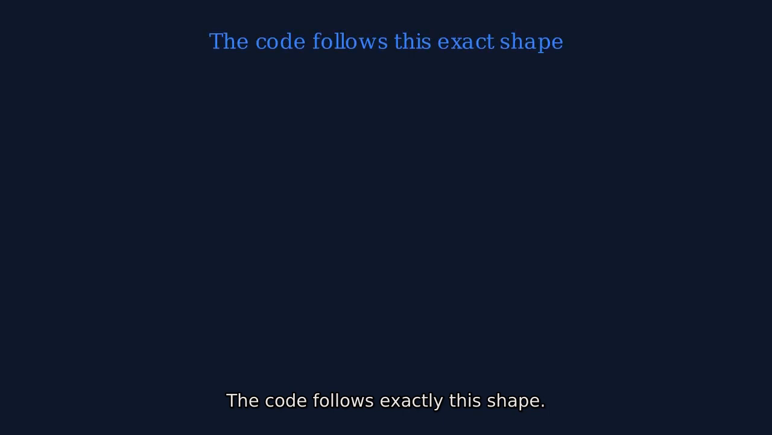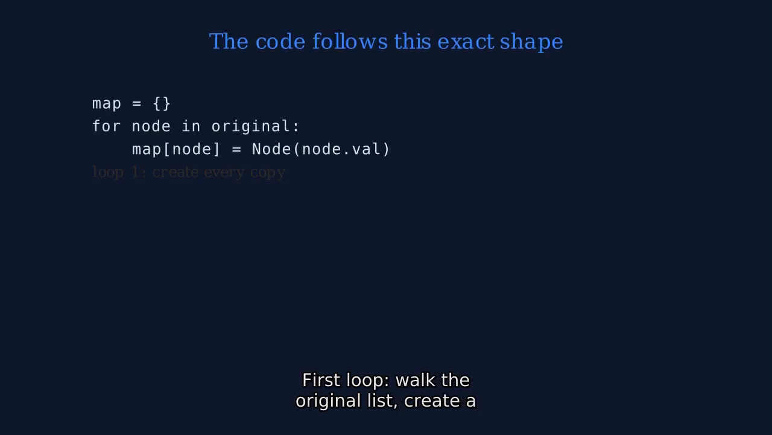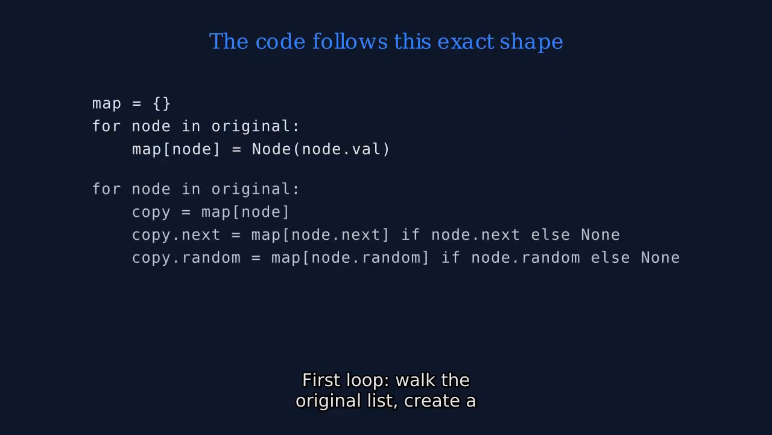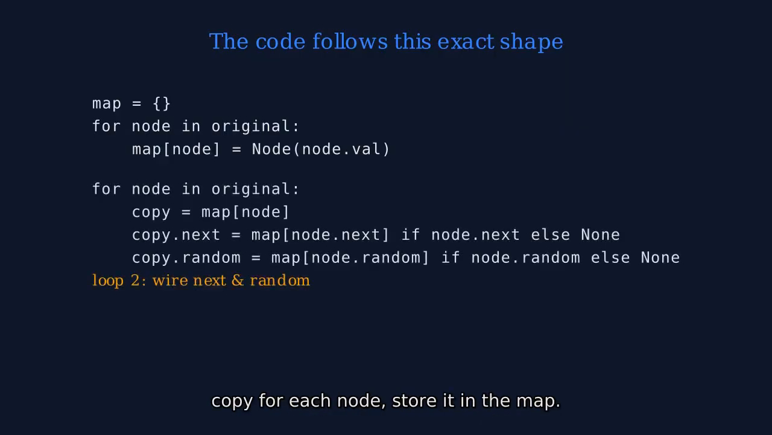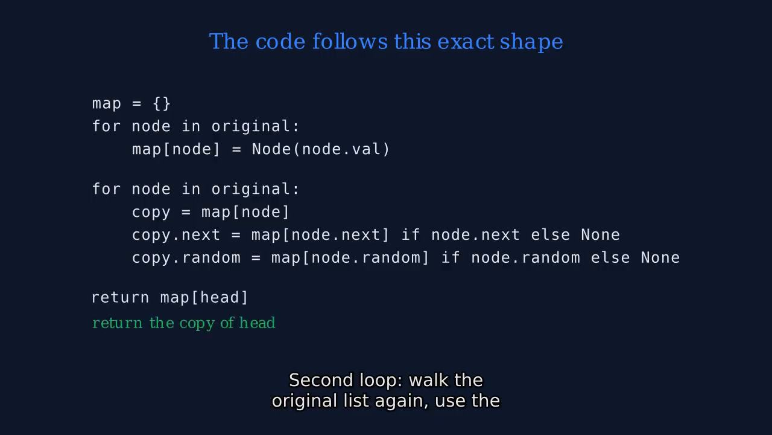The code follows exactly this shape. First loop, walk the original list. Create a copy for each node. Store it in the map. Second loop, walk the original list again. Use the map to wire up next and random on the copies. At the end, return the copy that corresponds to the original head.